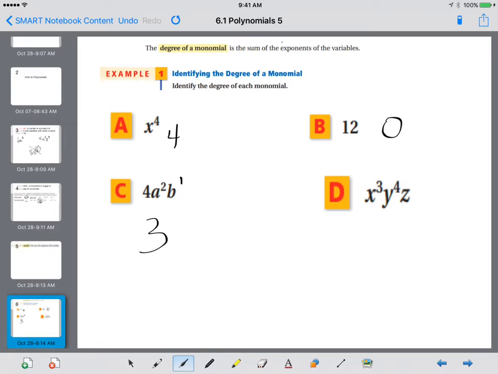Our last example, x to the 3rd, y to the 4th, z to the 1st. 3 plus 4 is 7 plus 1. This monomial has a degree of 8.